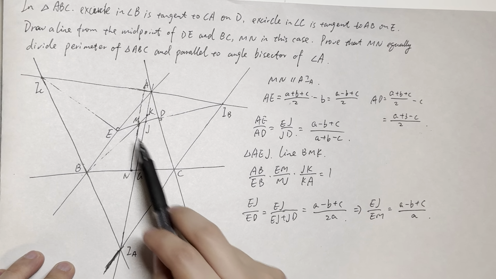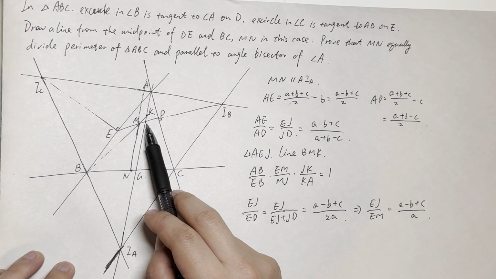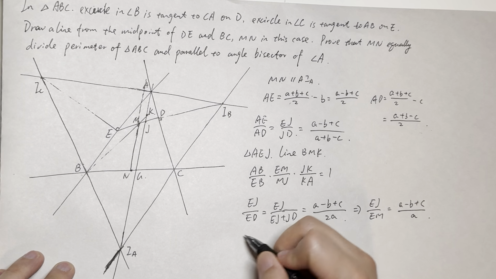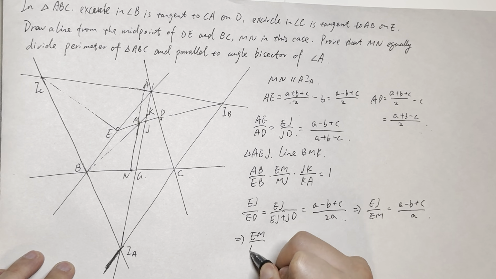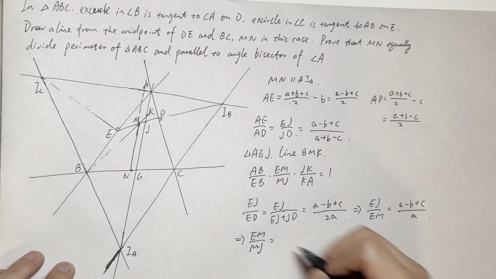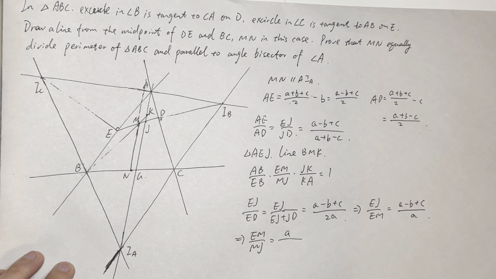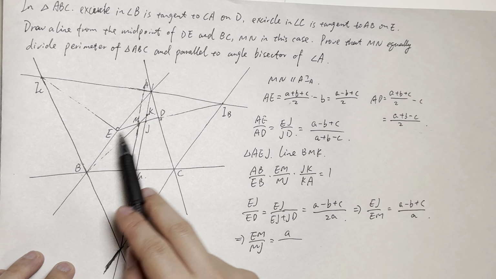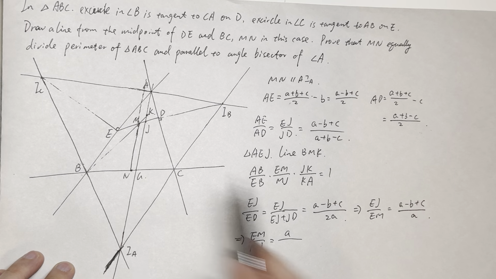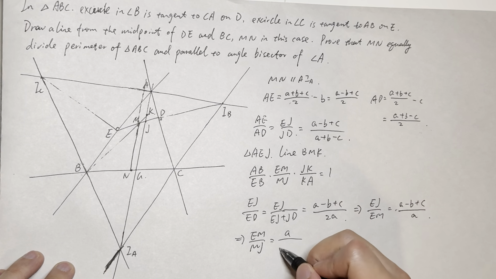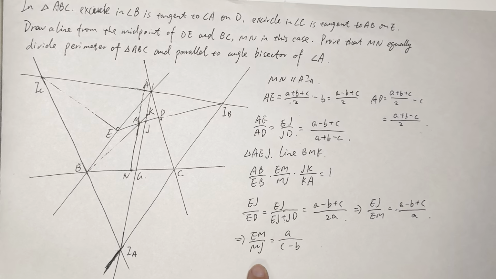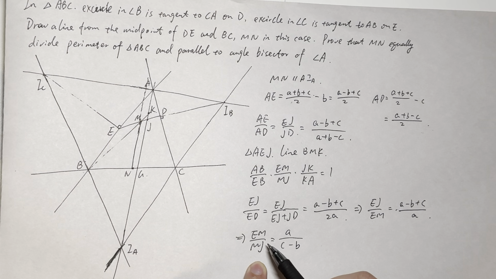Now we want to calculate EM to MJ. So EM to MJ equals A to MJ, and MJ is EJ minus EM, which is C minus B here. So that's EM to MJ.